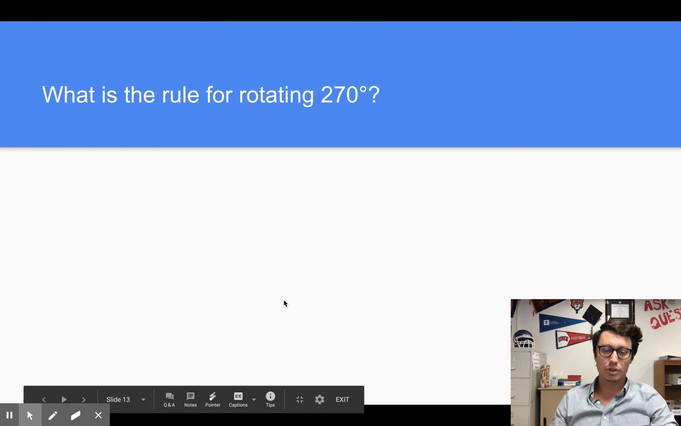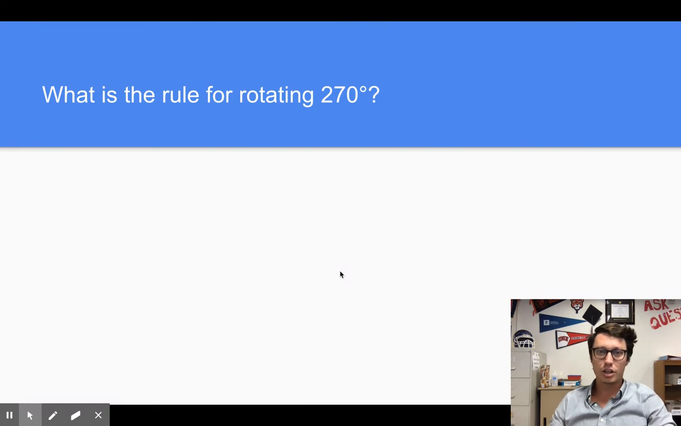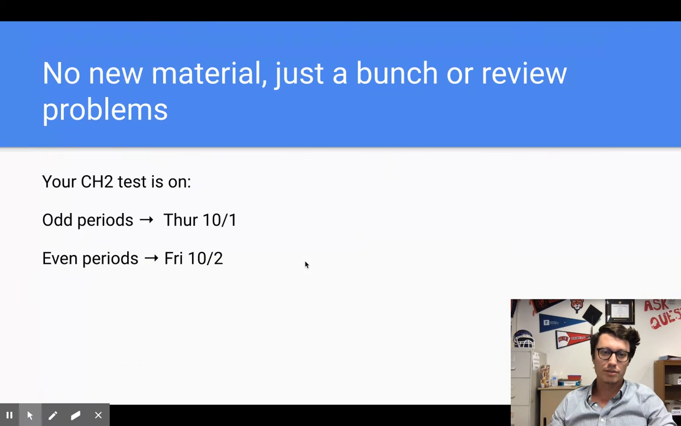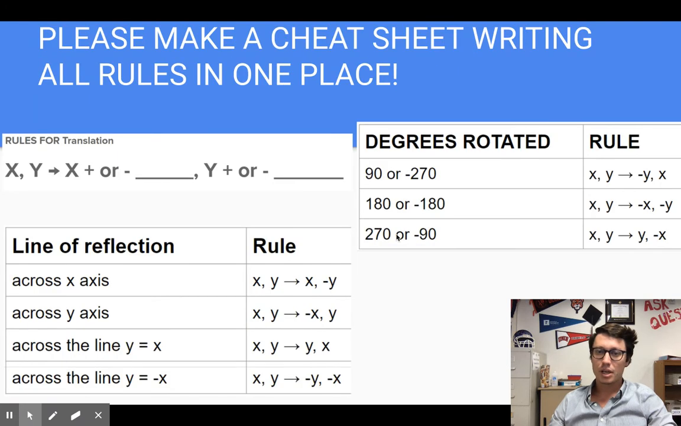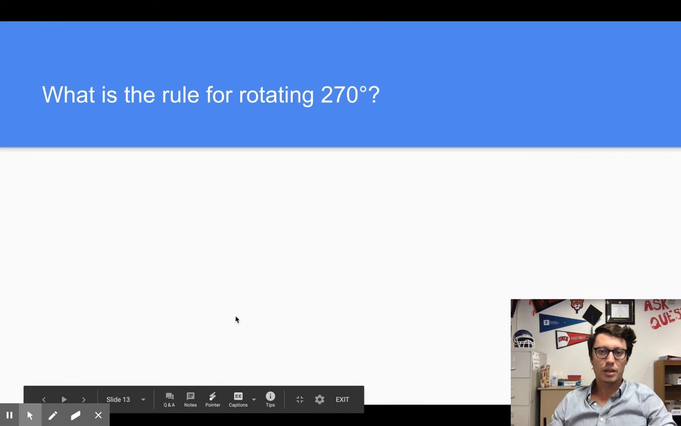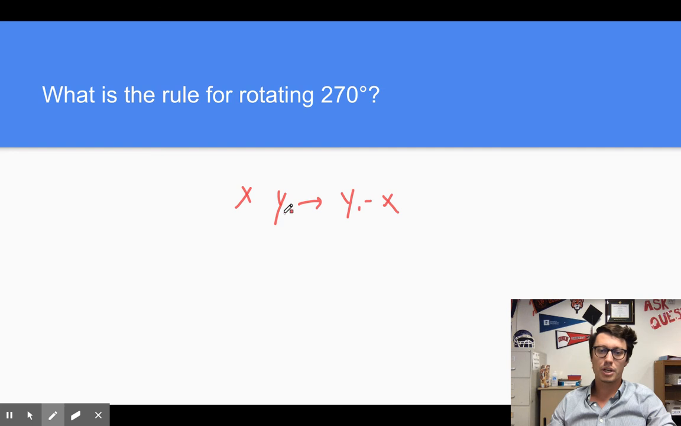What is the rule for rotating 270 degrees? If you don't know, have your rules in front of you. Check. What's the rule for rotating 270 degrees? Positively, (x, y) changes to (y, negative x). I have to keep saying that or else I'll forget. (x, y) changes to (y, negative x). Put your commas in. Okay, boom, that's easy.